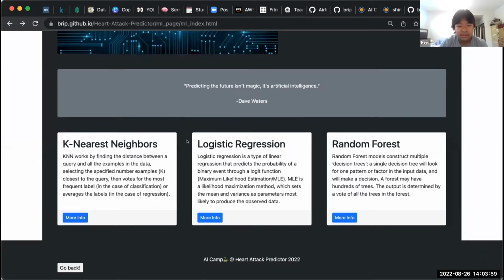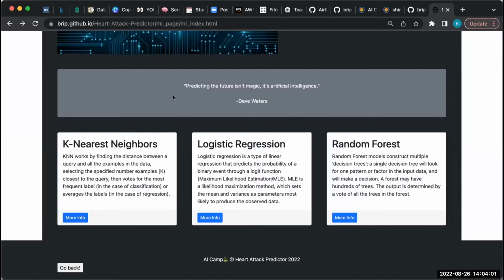Logistic regression is a type of regression that predicts the probability of an event using a logistic function called maximum likelihood estimation. MLE is a likelihood maximization method, hence the name, which sets the mean and variance as parameters most likely to produce the observed data.